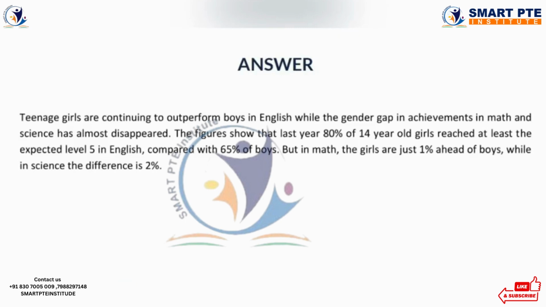Teenage girls are continuing to outperform boys in English, while the gender gap in achievements in math and science has almost disappeared. The figures show that last year 80% of 14-year-old girls reached at least the expected level 5 in English, compared with 65% of boys. But in math, the girls are just 1% ahead of boys, while in science the difference is 2%.